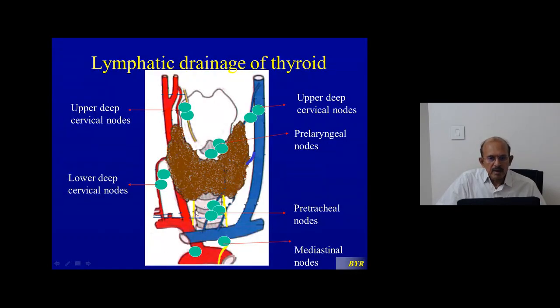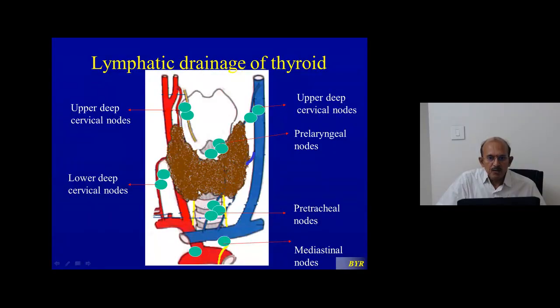The thing to remember here is these lymph nodes, especially the pretracheal and prelaryngeal lymph nodes, have lymphatic communications with the substernal or mediastinal lymph nodes. So these mediastinal lymph nodes sometimes also are involved in thyroid malignancy. You have to remember that.